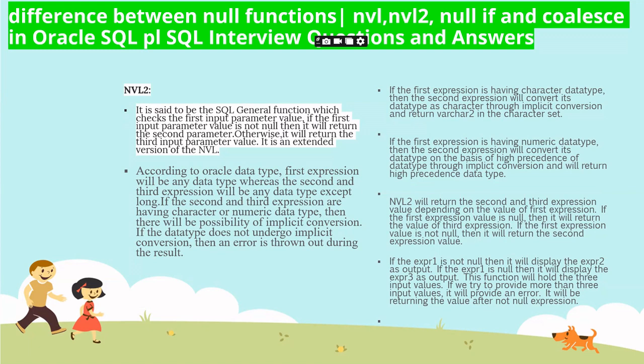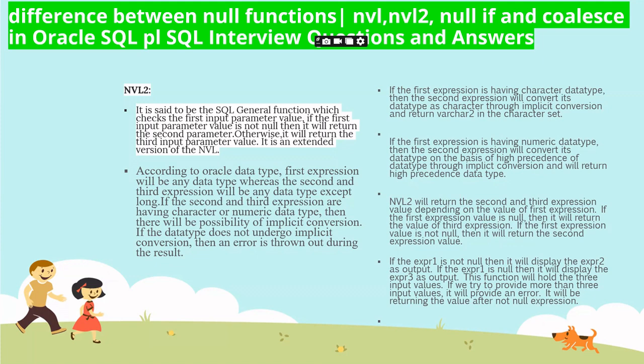NVL will return the second or third expression value depending on the value of the first expression. If the first expression value is null, then it will return the value of the third expression. If the expression one is not null, then it will display the second expression as output. If the expression is null, it will display the expression 3 as output.